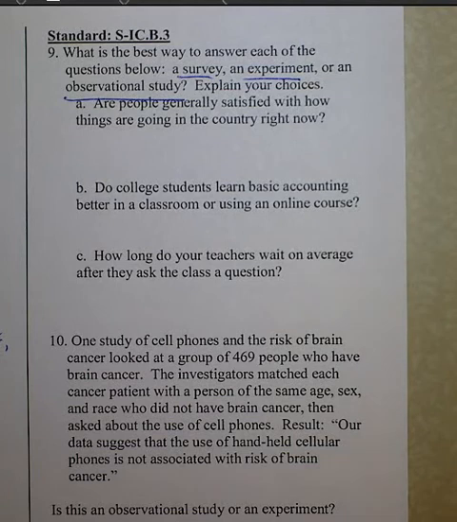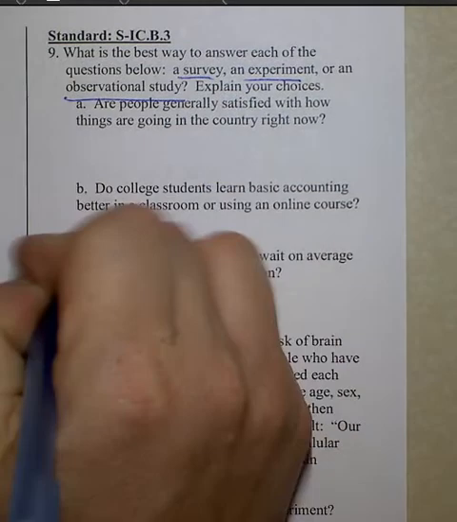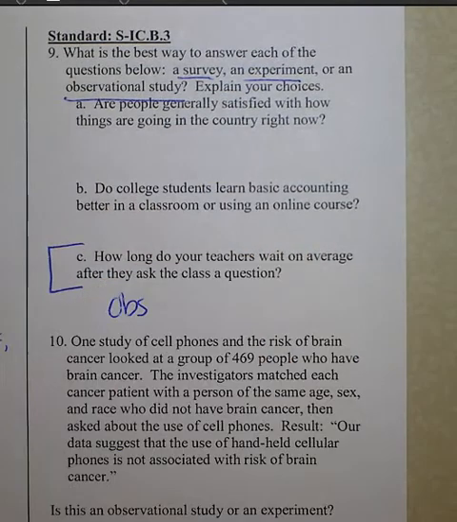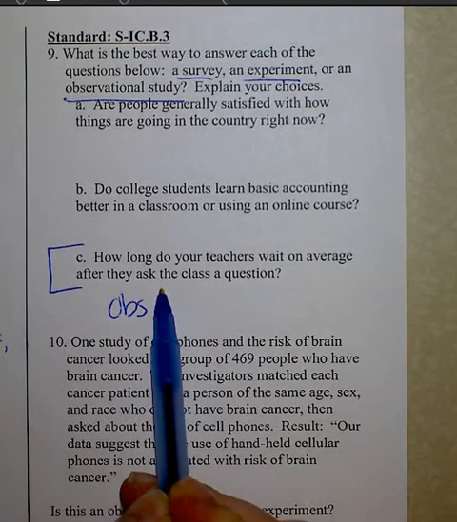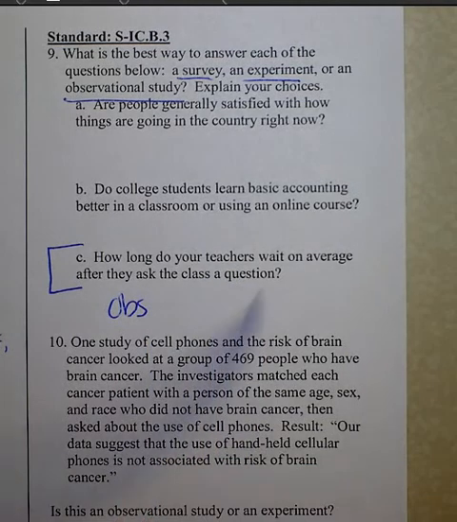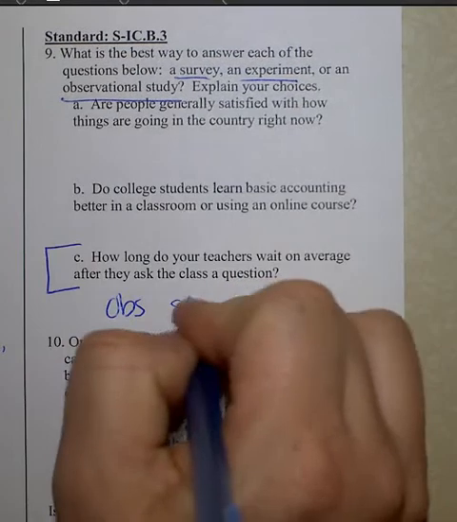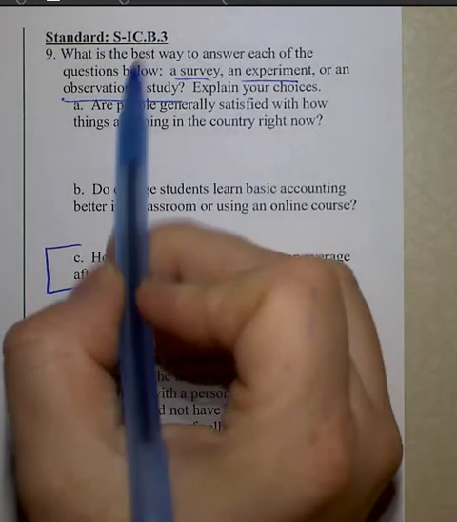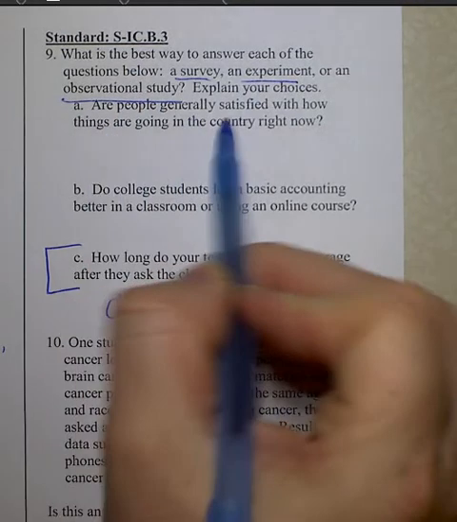All right, this right here is going to be observation. You are observing what's happening. So you're observing classrooms and you are actually watching and timing to see how long after a question is asked the class is provided an answer. That's an observational study. The next one, are people generally satisfied with the way the country is going?